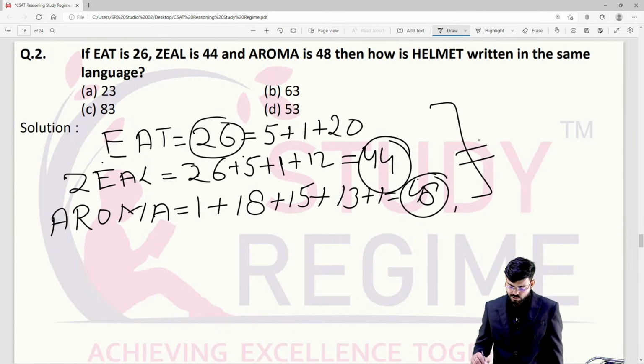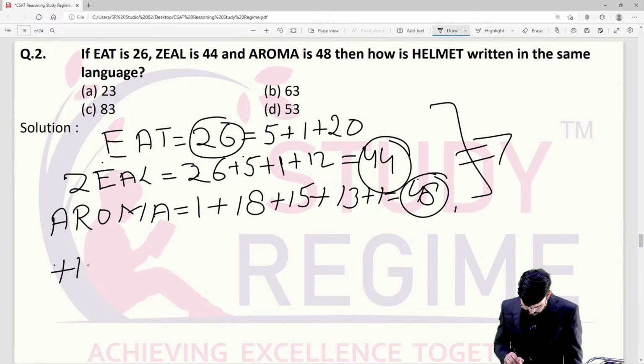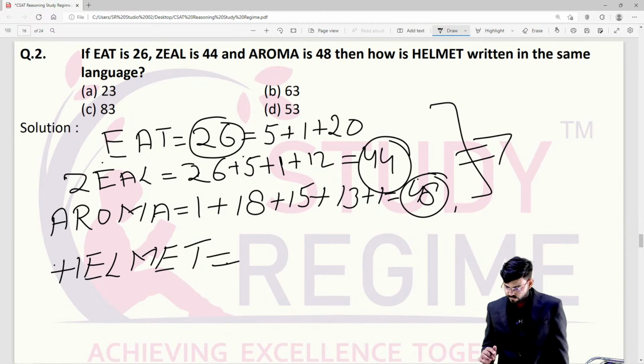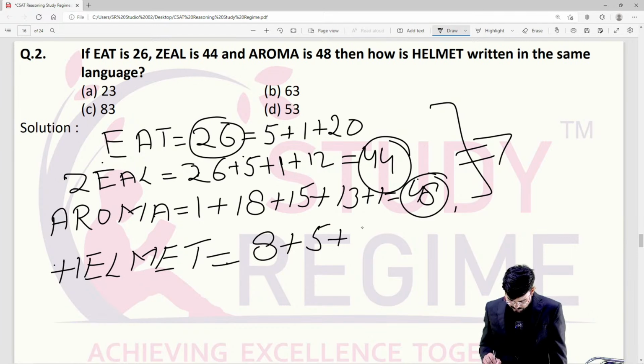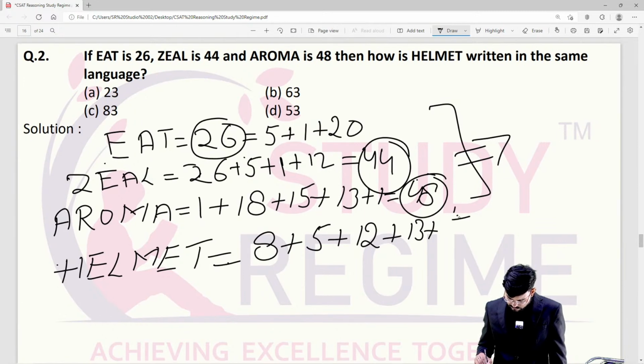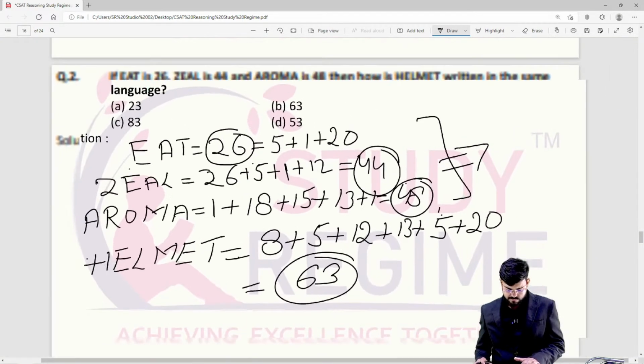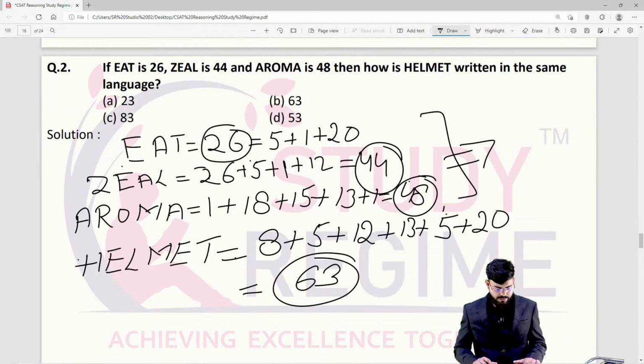Similarly, you have to find what? Helmet. H-E-L-M-E-T. Helmet. Likewise, you have to write this also. Okay, H is 8 plus E is 5, L is 12, M is 13, E is 5 plus T is 20. On adding, you will get what? You will get 63. Clear? Follow the pattern and you have to just write it down.